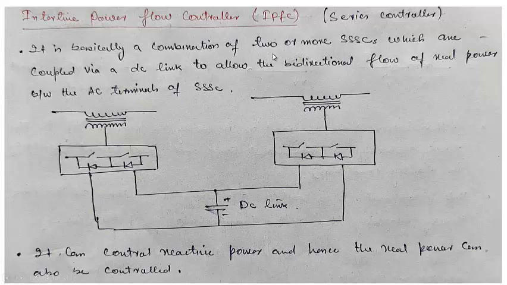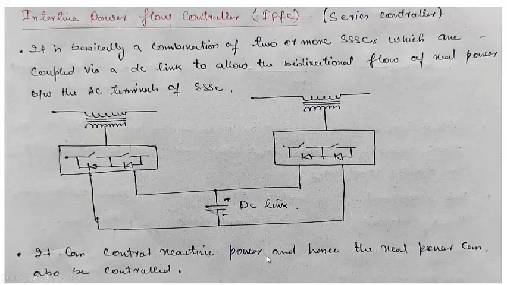It is basically a combination of two or more SSCs which are coupled via a DC link. This is the DC link to allow the bidirectional flow of the real power between the AC terminals of the SSC. This is actually used to divert the power, because sometimes one line may have more power. It will divert the power through this SSC to this line. If it is less power, it can take the power from this one. So it has a bidirectional flow of the real power.